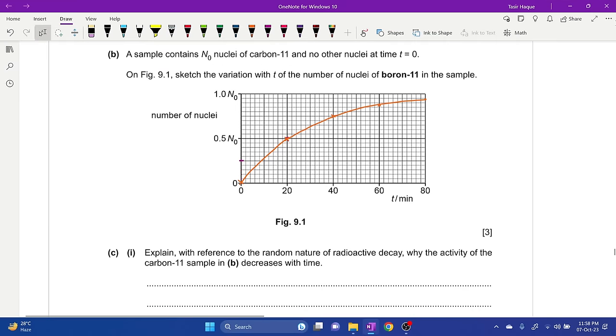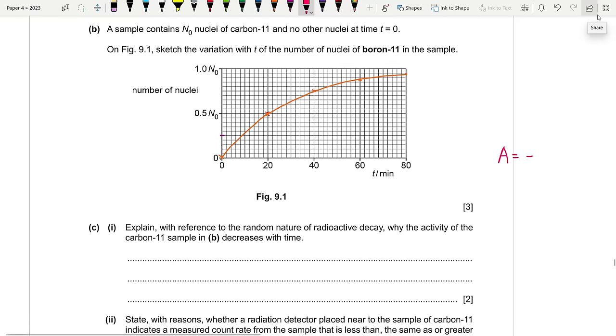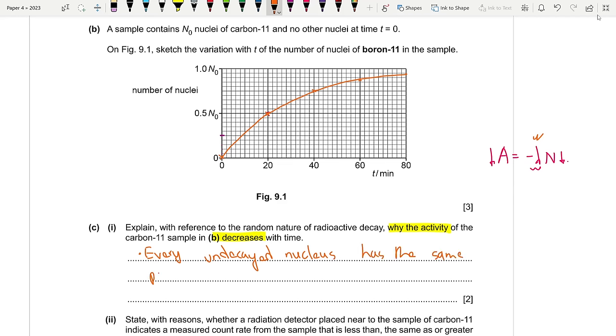So this lambda remains the same. Now, if you decrease the value of N, then the value of A will also decrease, okay? That's the logic of why the activity decreases. Because A is equal to lambda N, even though lambda remains constant, N changes, so A will also decrease, alright? So the concept is, every undecayed nucleus has the same probability of decay.